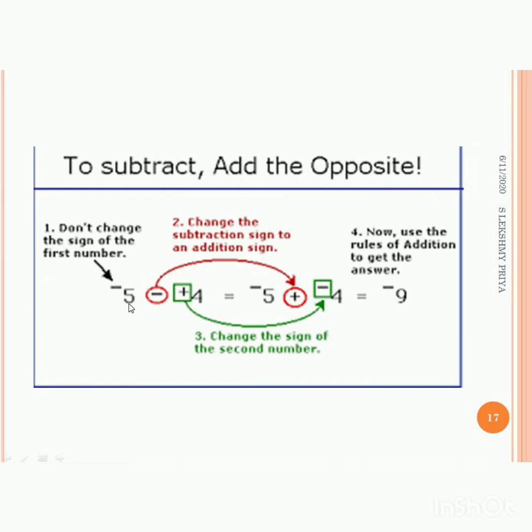For the first number, there is no change. It is negative 5 itself. We are going to add negative 5 with the additive inverse of 4, which is negative 4. Negative 5 plus negative 4. The answer is negative 9. So, when you are subtracting, there is no change for the first number. The change comes for the second number. We take the additive inverse of the second number and the subtraction changes to addition. So, the answer is negative 9.